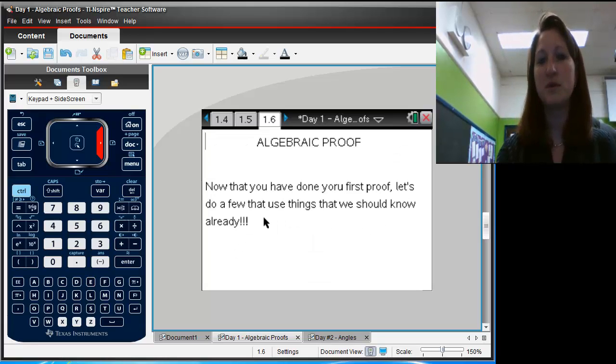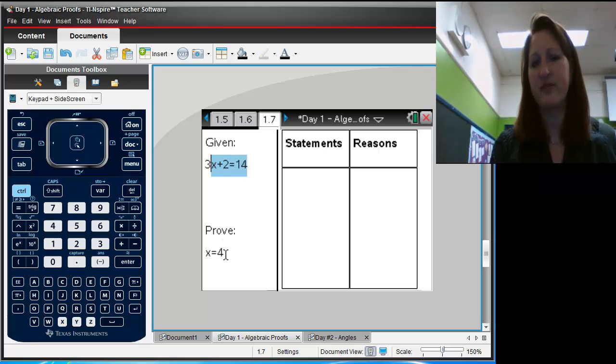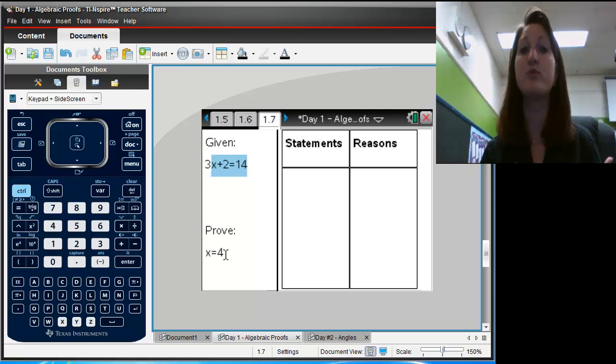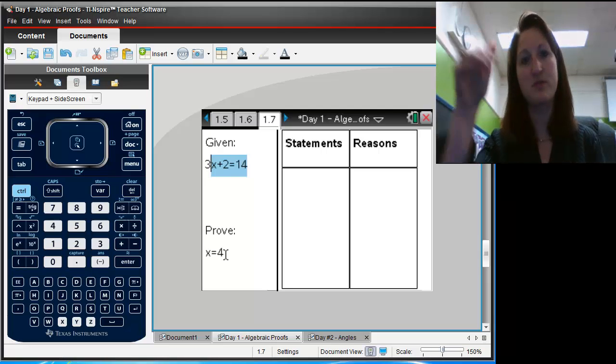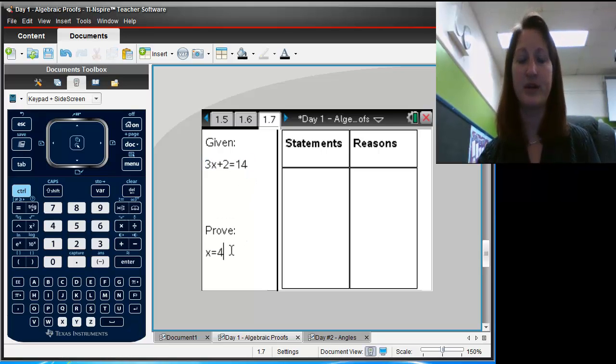Okay, so what we really want to take a look at today is algebraic proofs. So now that you've done your first proof, let's do a few things that we should know how to do already. Okay, what we have here is an equation, 3x plus 2 equals 14. Now, I've given you the answer, x is equal to 4. When you do a proof, it's not really about finding the answer, it's about proving that you can start with something and finish with something else. So we want to show how we start with this equation and end up with x equals 4.